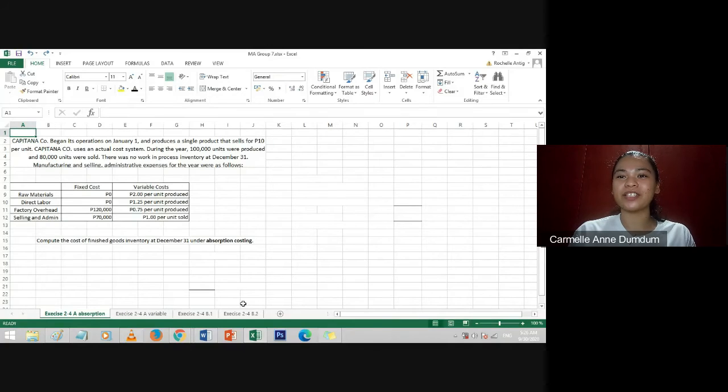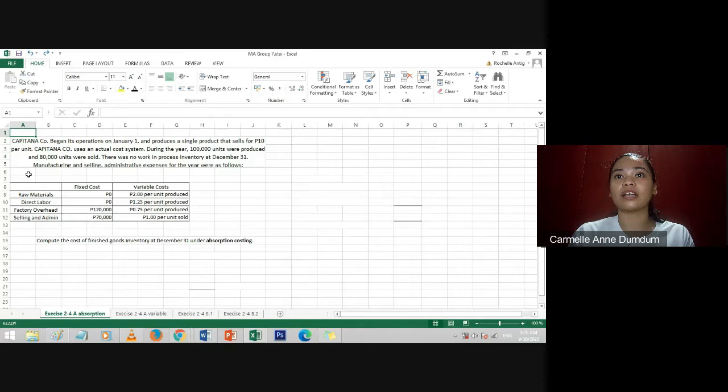Good day, everyone. So today we would be tackling and solving exercise 2-4 of our management accounting book. So here's the given problem. Capitana Co. began its operations on January 1 and produces a single product that sells for 10 pesos per unit.